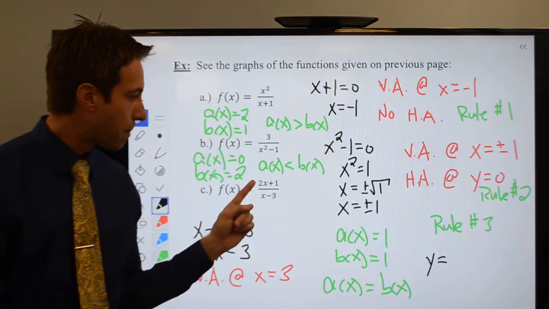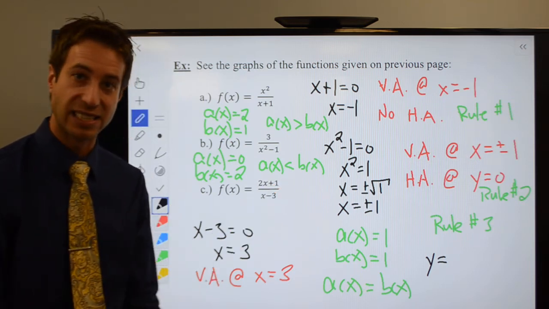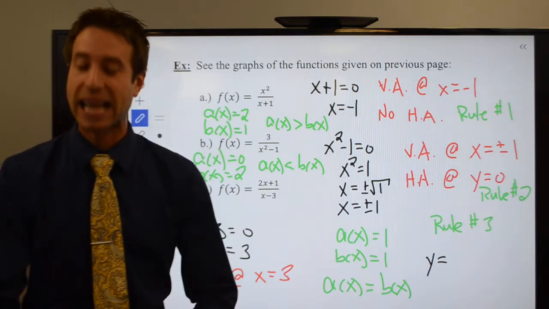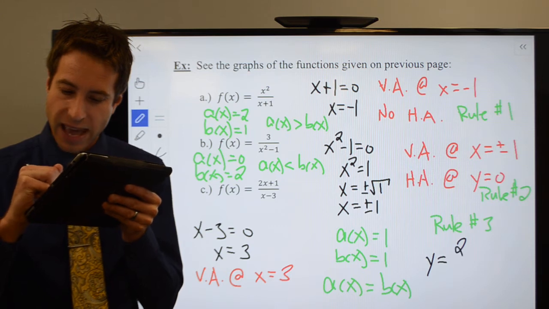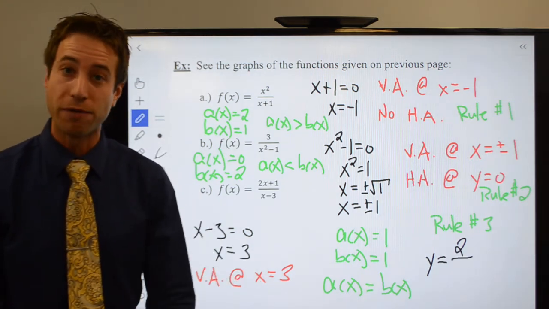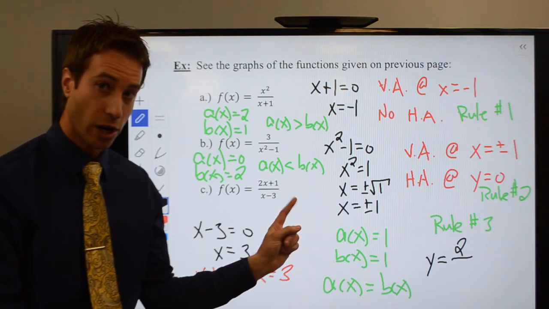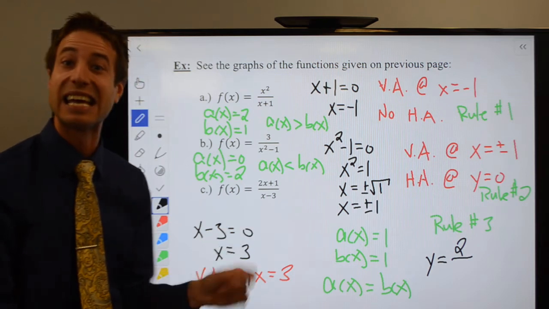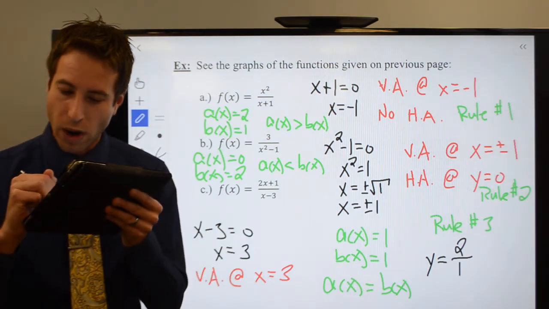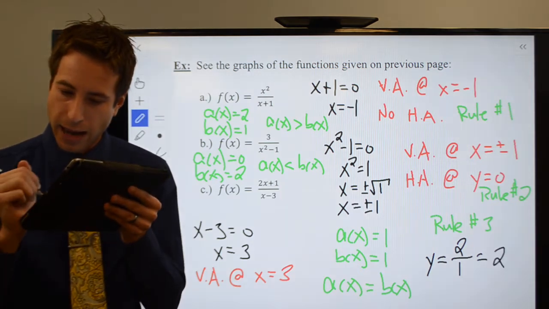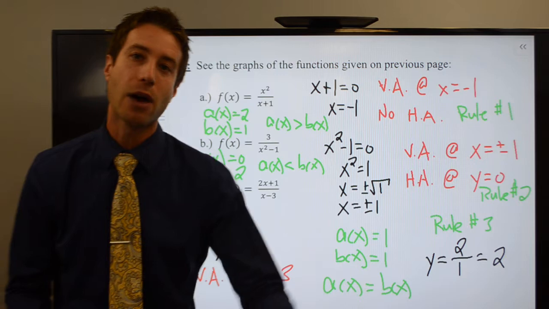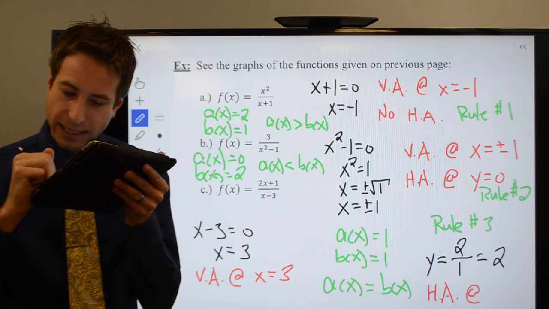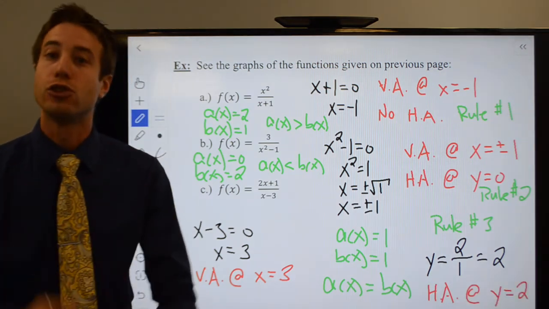Well, I take a look at this. My polynomial on the top is in descending order. It must be in descending order. That means my leading coefficient is 2. So I take that leading coefficient of the top, which is 2, and I divide it by the leading coefficient of the bottom. Make sure the polynomial is in descending order. That way the leading coefficient is whoever is in front of that largest power of x. In this case, it's a 1. Well, what is 2 divided by 1? Yeah, it's just a 2. And so here's what I now know thanks to rule number 3. I have a horizontal asymptote at y equals 2.